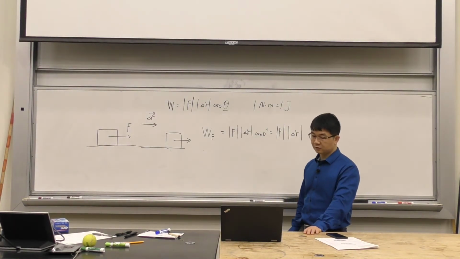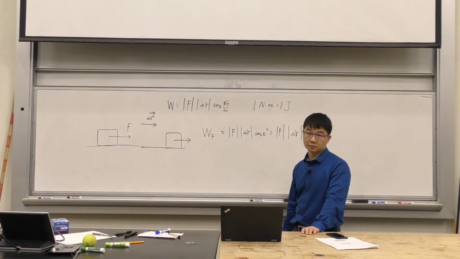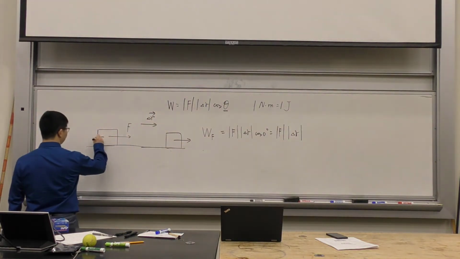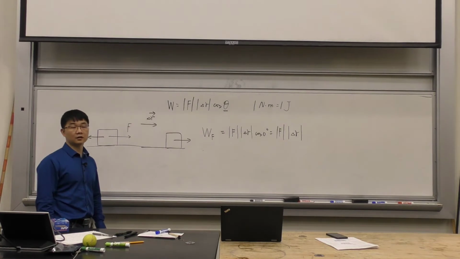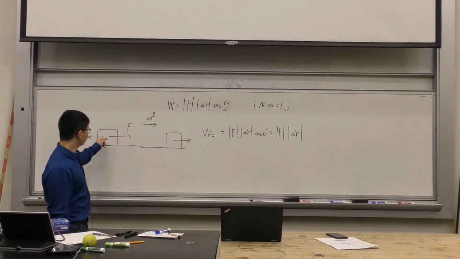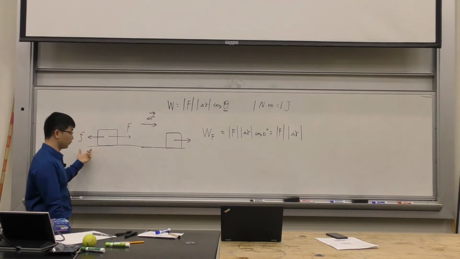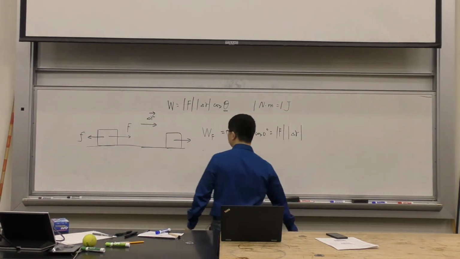Another special case is this. If there's a force anti-parallel or opposite to the displacement. In this case, it could be there's friction on this object, but this force is still pulling it in that direction, and the friction force is always opposite to the motion. How do you calculate the work done by friction?